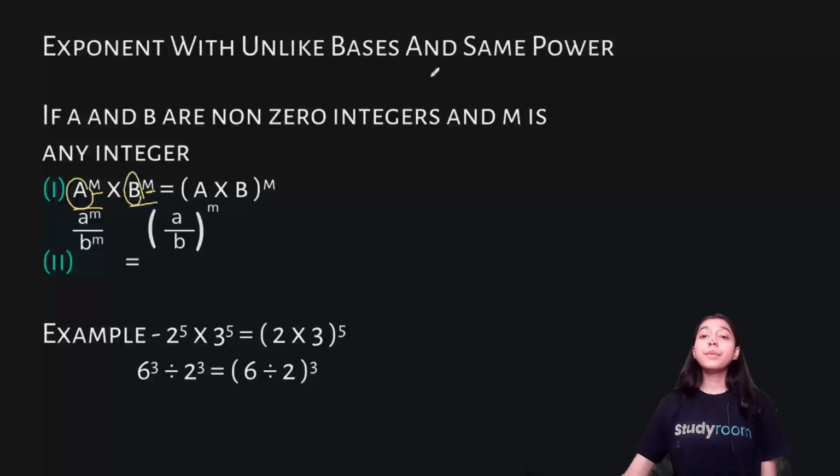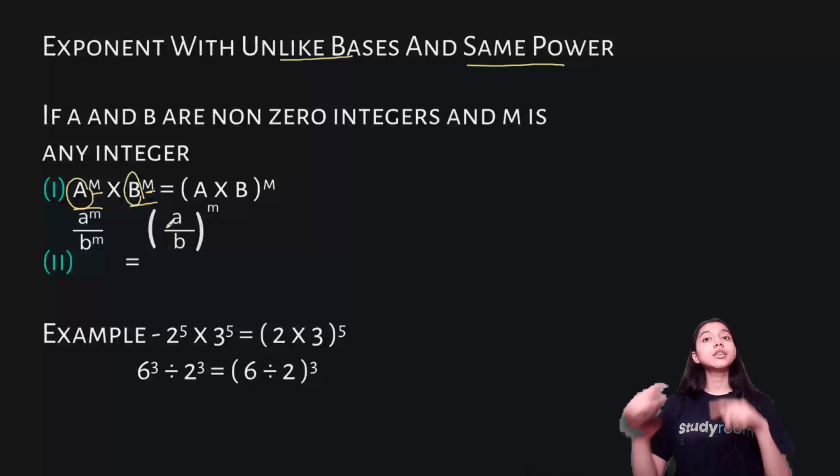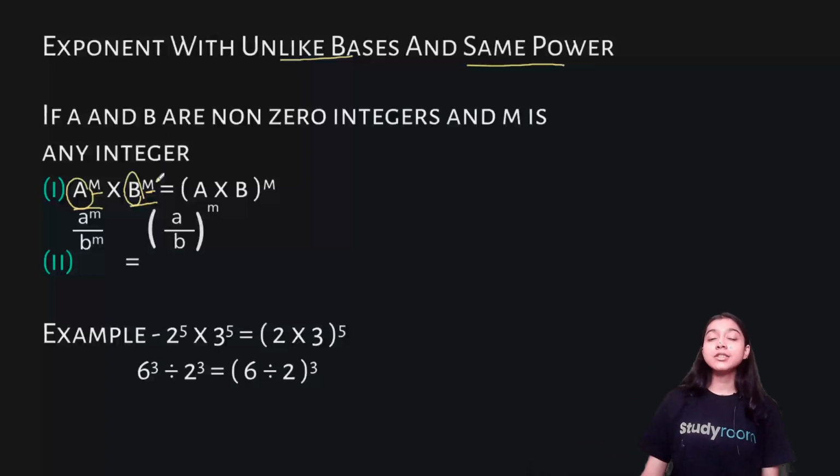So when the powers are the same but the bases are different and they are multiplied with each other, then the bases get multiplied and we take the common power. So the answer will be ab to the power of m. That means a and b get multiplied with each other and we take a common power, that is m.